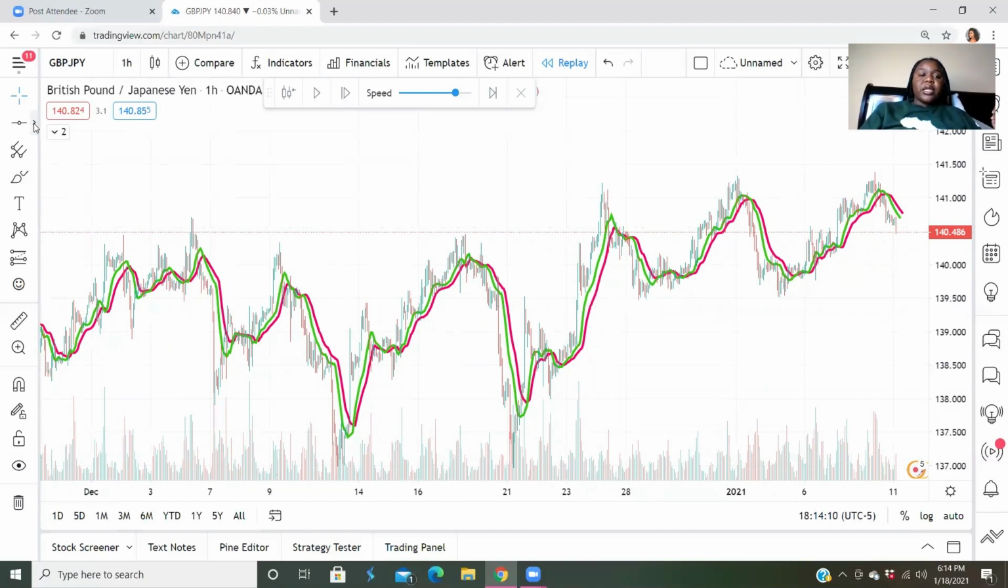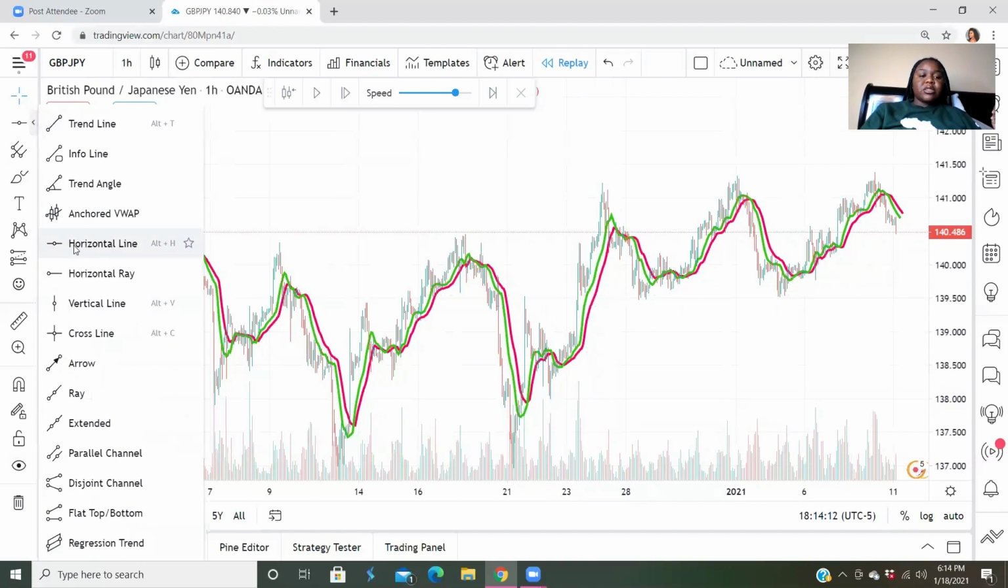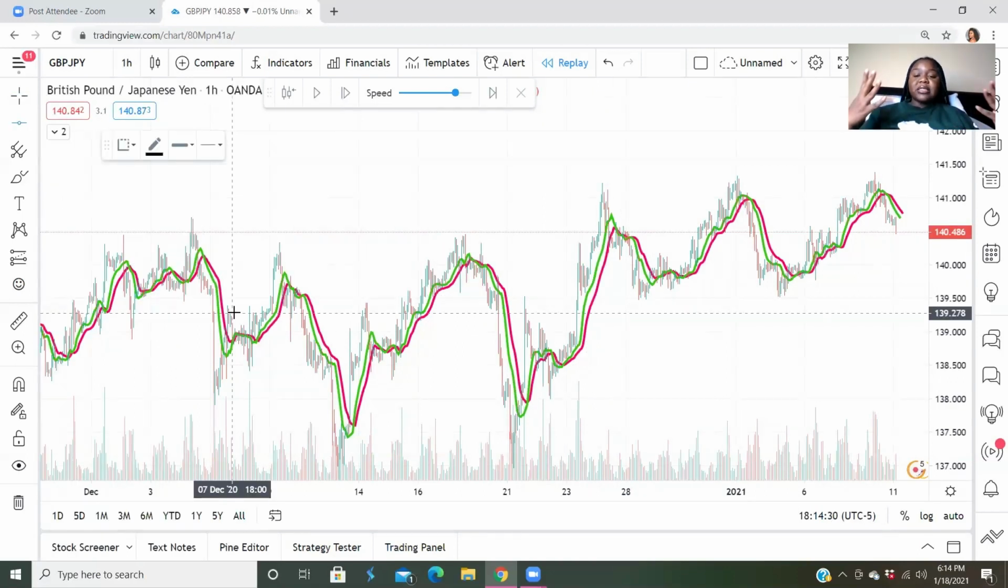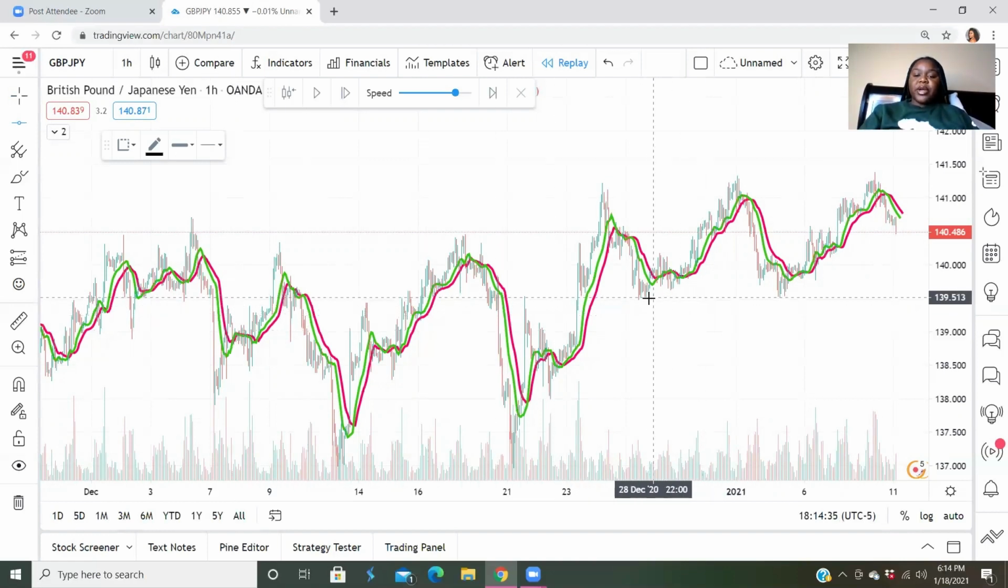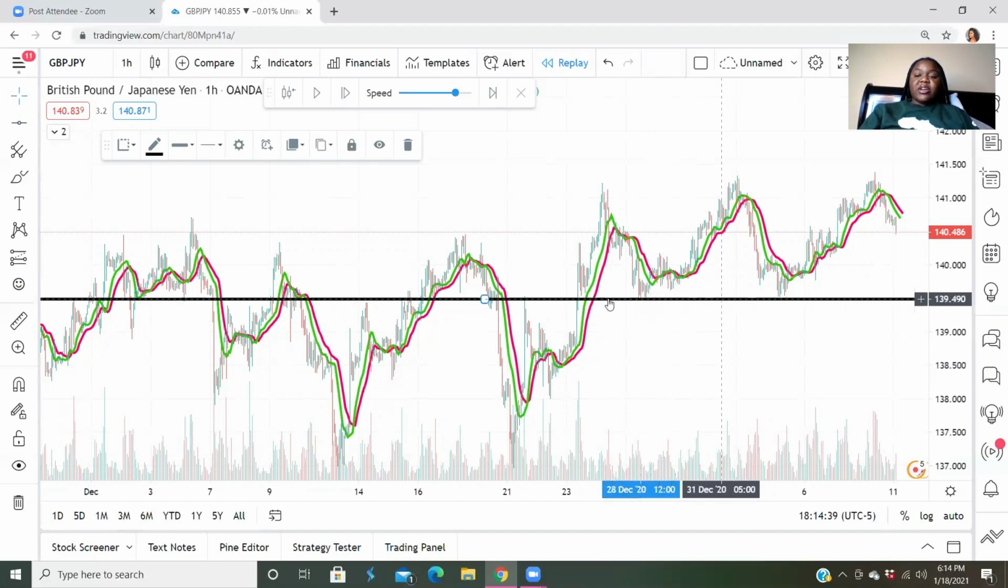So you want to draw lines indicating where your ceiling is and where your floor is. I'm going to go over here and click on horizontal line. I'm going to draw a line wherever I see resistance and support. I'm going to start right here, because this is the most obvious one. That's my floor because I see it touched this spot, went back up, and came and touched the spot again and went back up.